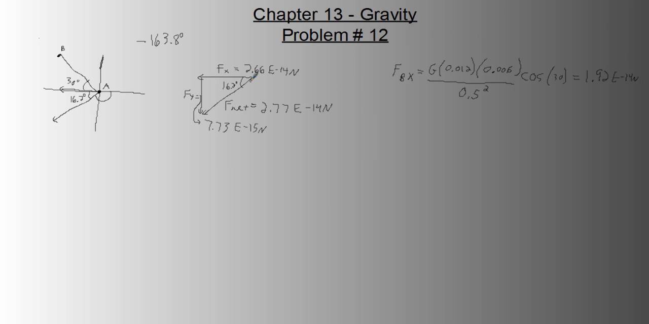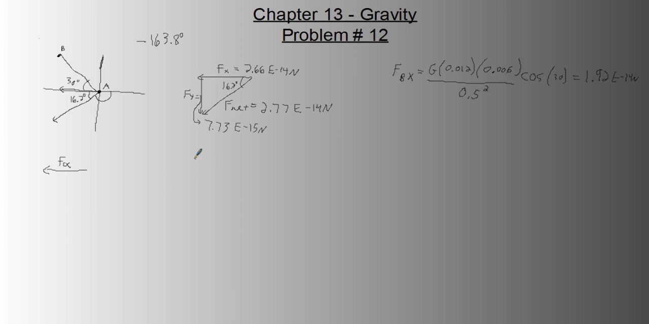That is less than this. So in order to get all of this, we need some more pointing to the left, right? Because this is F net x, which means it's the sum of Fbx and Fcx. And since Fbx is less than that, Fcx has to go that way. So let's just sketch it over here, that Fcx has to point that way.